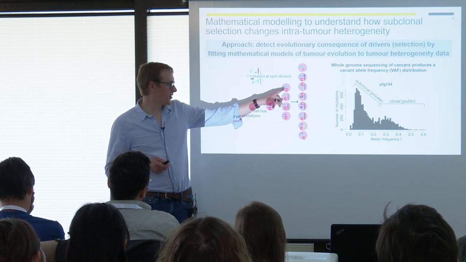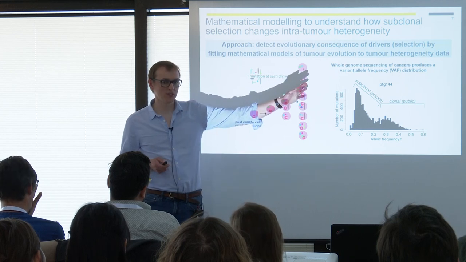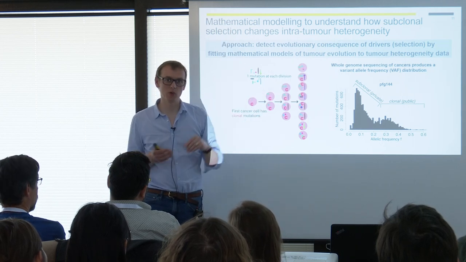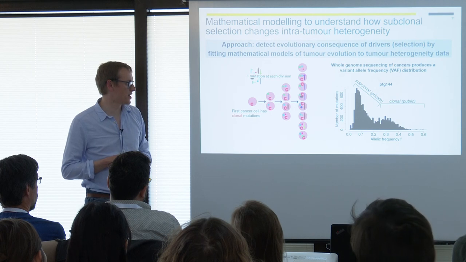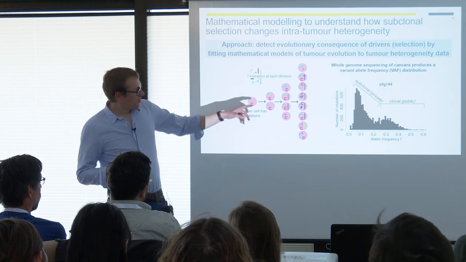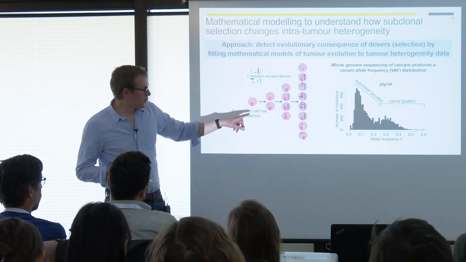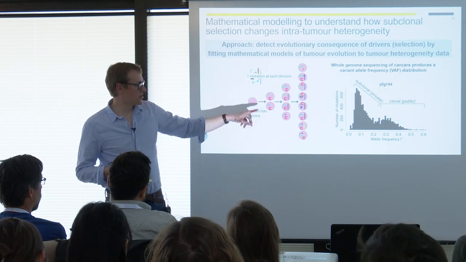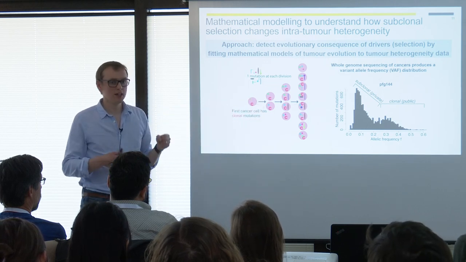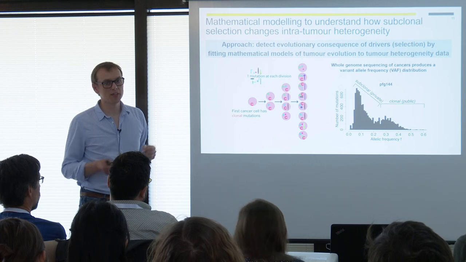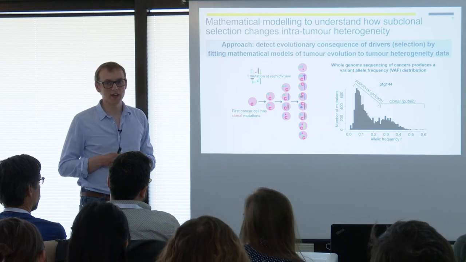this cell with this mutation, it is sufficient to go to the endpoint in time and ask, well, what's the frequency of that mutation at the endpoint in time? And so we can look at what pattern, more generally, we can look at what pattern of tumor heterogeneity is produced in our model, given a set of parameters that describe the evolutionary dynamics of that cancer.